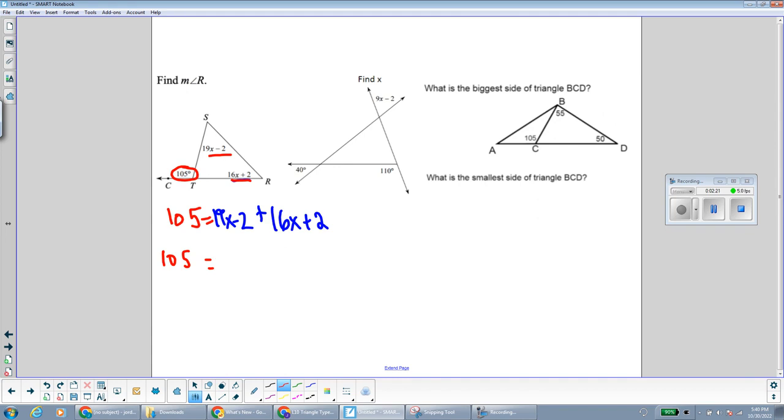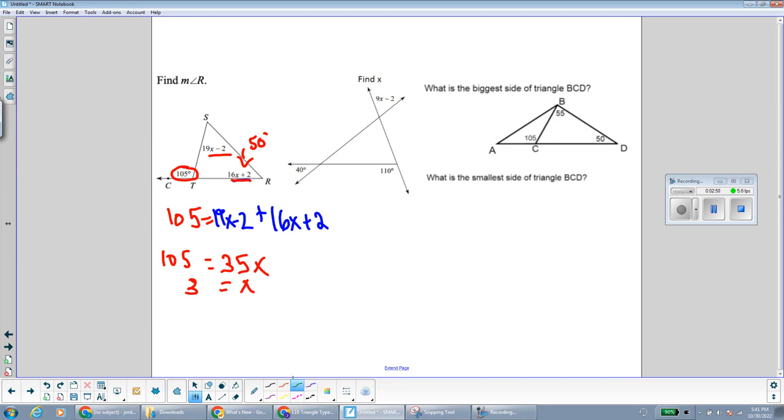That is 35x. And then negative 2 and positive 2 is 0. Let me take a second and divide both sides by 35. 105 divided by 35 is 3. Now that I have my x value, I can plug in for angle R. 16 times 3 is 48, plus 2 is 50. So that is 50 degrees.